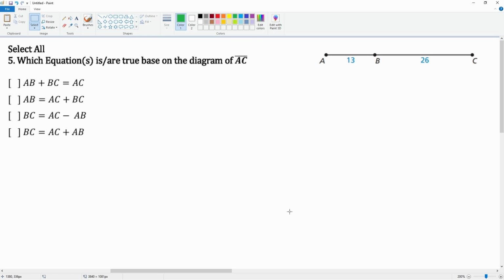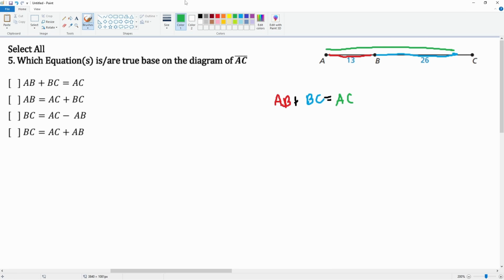All right, here we have question 5. Which equations are true based on this diagram of AC? So let's take a look here. I'm going to color code it so we can see it a little bit better. Did you know that AB here, if we add it to this other piece right here of BC, it's going to be equal to this entire thing of AC.